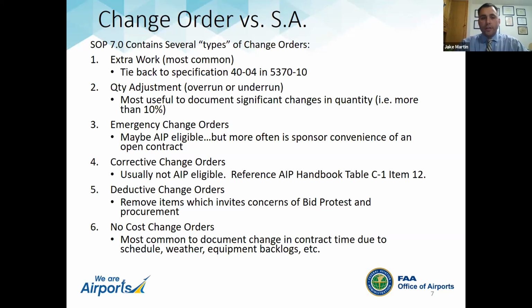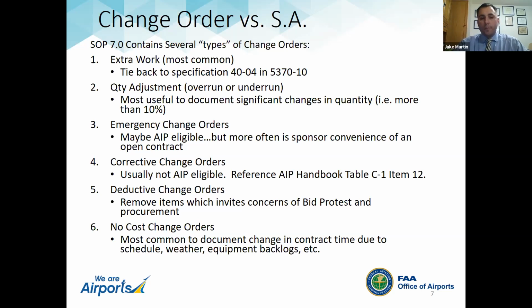Number 4, corrective change orders. That's usually not AIP eligible, and I'd refer you back to table C1 in item 12, and it lays out that the premise of AIP is to correctly do something one time, the first time. So anytime there's a corrective issue, somebody built something incorrectly and needs to be demolished and rebuilt, say the grade it was paved at was slightly higher, or cross slopes weren't exactly per plan, that wouldn't be a change order that AIP would entertain. That would be a conversation between the sponsor, the engineer, and the contractor on how to rectify that situation.